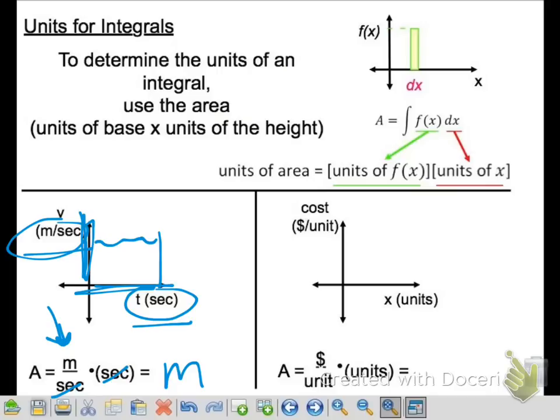Or if I have a problem dealing with cost where I have X number of units and my function is a rate of my cost per unit, then again my units will cancel out, telling me that the antiderivative of that would just be the cost in dollars.